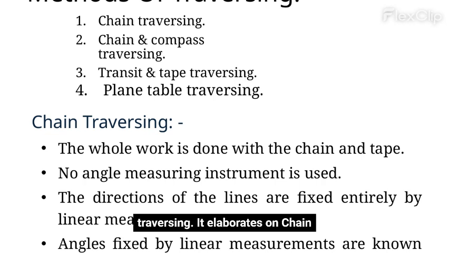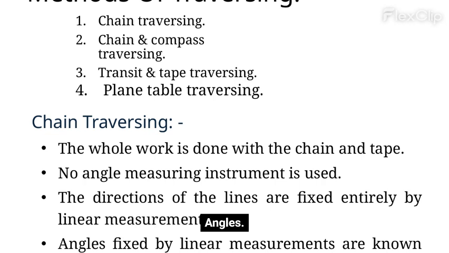This slide outlines methods of traversing: chain and compass traversing, transit and tape traversing, and plane table traversing. It elaborates on chain traversing, where all work is done with chain and tape, without any angle measuring instruments. Directions are fixed entirely by linear measurements, creating what are known as chain angles.